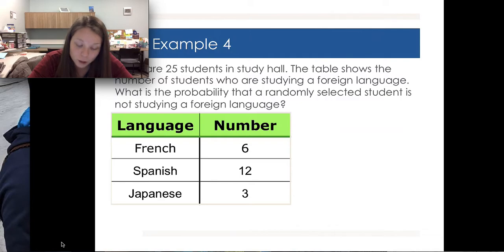So example 4: there are 25 students in study hall. The table shows the number of students who are studying a foreign language. What is the probability that a randomly selected student is not studying a foreign language?